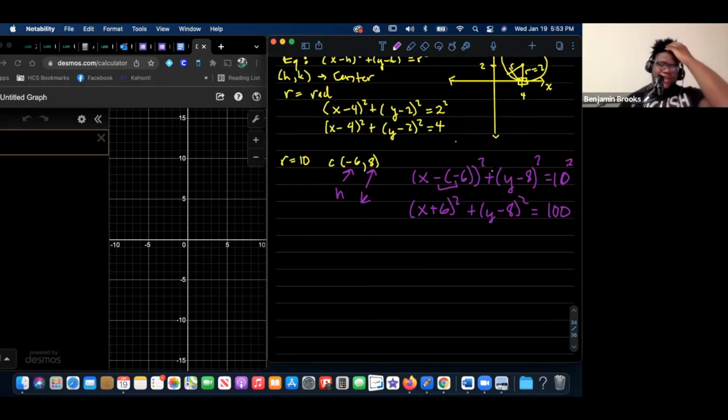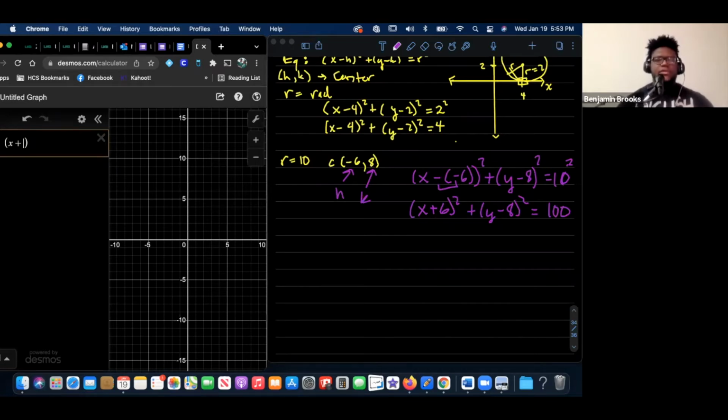Okay, everybody go with that? So now what we're going to do is I'm going to go into Desmos and actually check and make sure that this is indeed right. So the way I'm going to do that is I'm going to say, okay, I've got X plus 6 squared plus Y minus 8 squared equals 100.